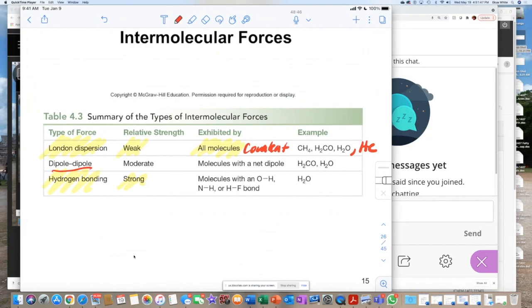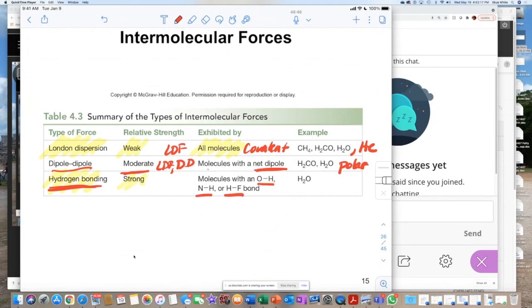For the dipole-dipole, remember, this has LDF and dipole-dipole, so they are moderate. Molecules that have a fixed dipole or a net dipole, these ones are polar. They have to be polar. And then for hydrogen bonding, they have to have these exact bonds, one of these three, or a combination of it: OH, NH, and HF.